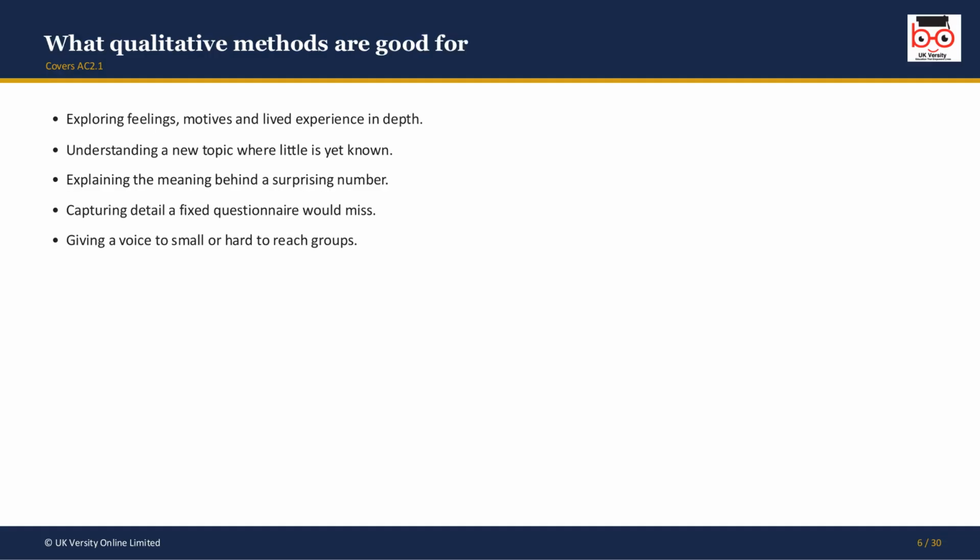So, when do qualitative methods really shine? They're ideal for exploring feelings, motives, and lived experience in depth, and for getting to grips with a new topic where little is yet known. They can explain the meaning sitting behind a surprising number, capture the kind of detail a fixed questionnaire would sail straight past, and give a voice to small or hard-to-reach groups.